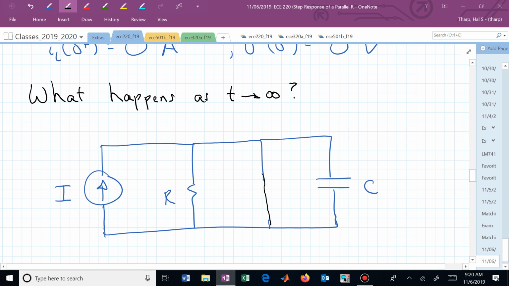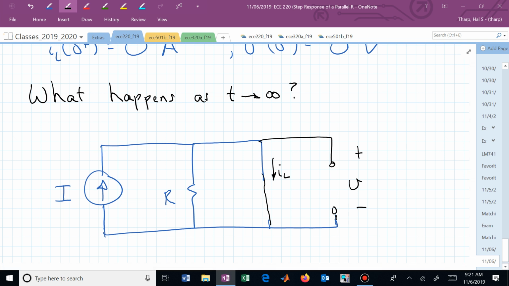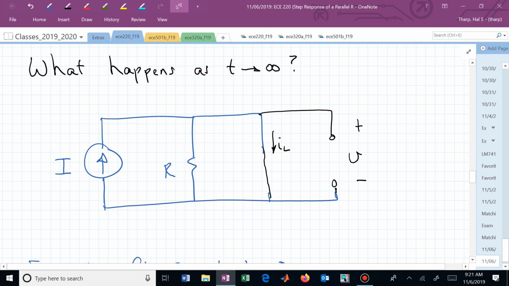It shorts, doesn't it? So the L becomes a wire. What's the capacitor do? It charges up and becomes an open circuit, so that now we have something like this. And what do we know is happening now? What do we know about I sub L at infinity?